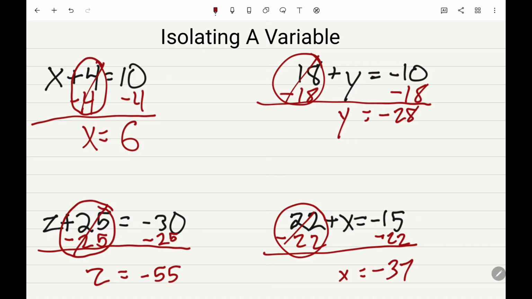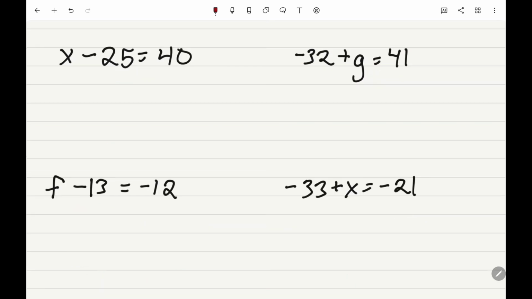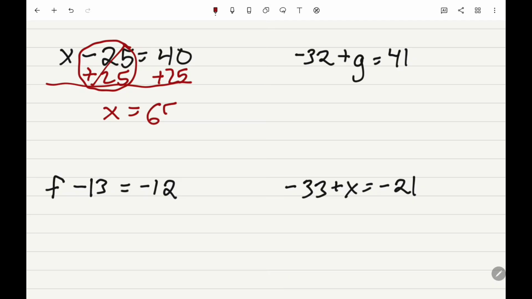Let's go ahead and try a few more. Now let's get started. So we have x minus 25 equals 40. To get rid of a minus 25, we're going to add 25. And what we do to one side, we do to the other side. So negative 25 plus 25 equals 0. Now we have x is equal to 40 plus 25, which gives you 65.